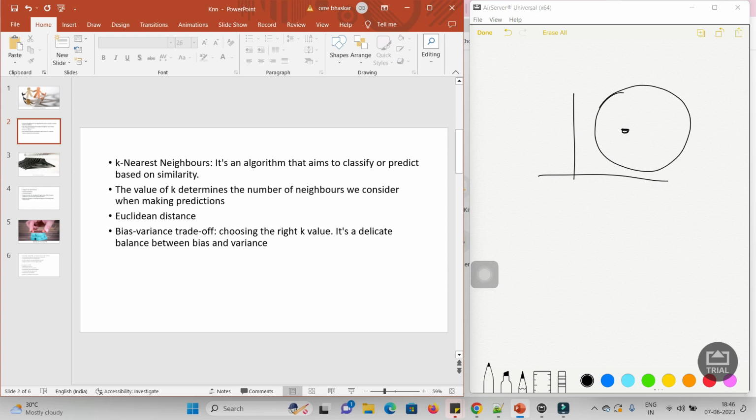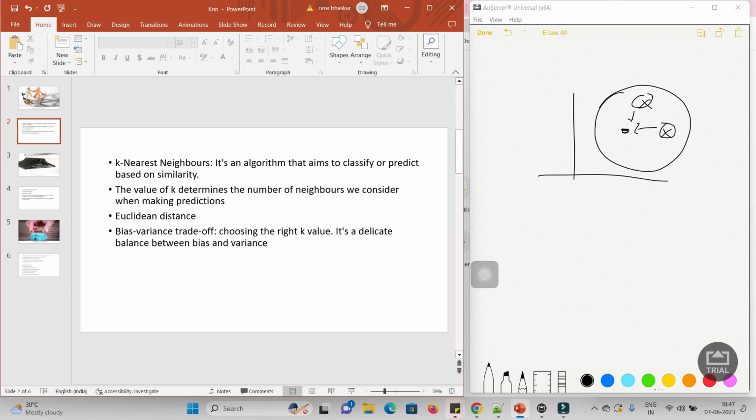we'll try to create a decision boundary. So this is our area. We'll see what points are falling under this area. These points will be our neighbors to this point, right? Like here in this case, we have taken a decision boundary.